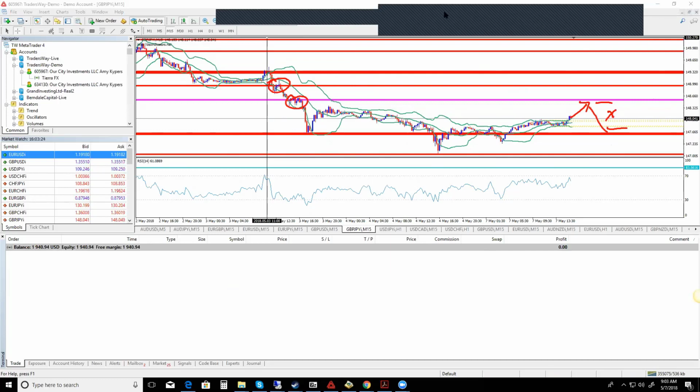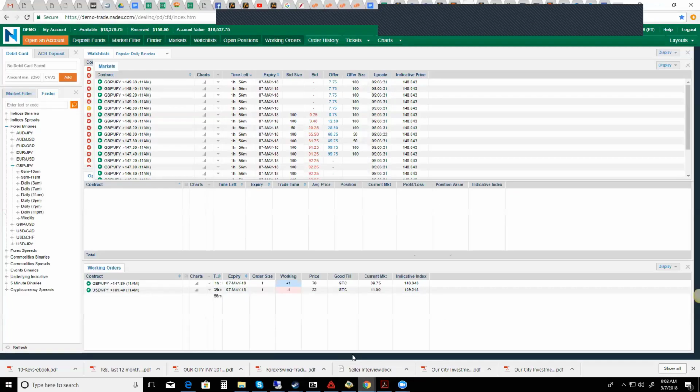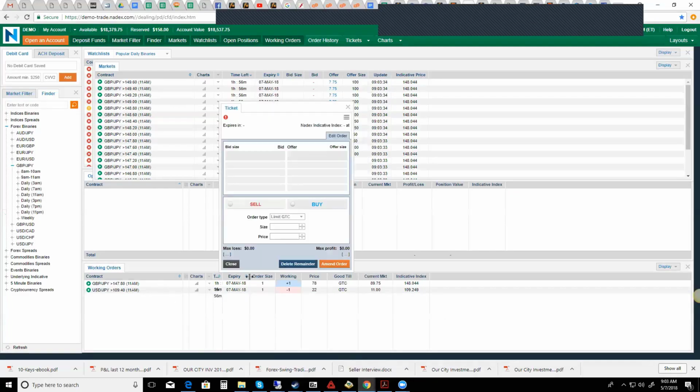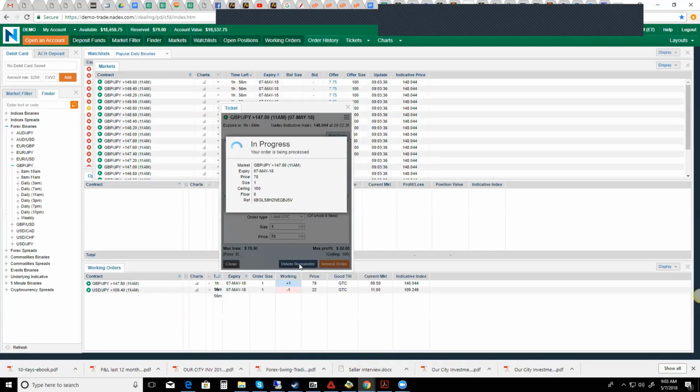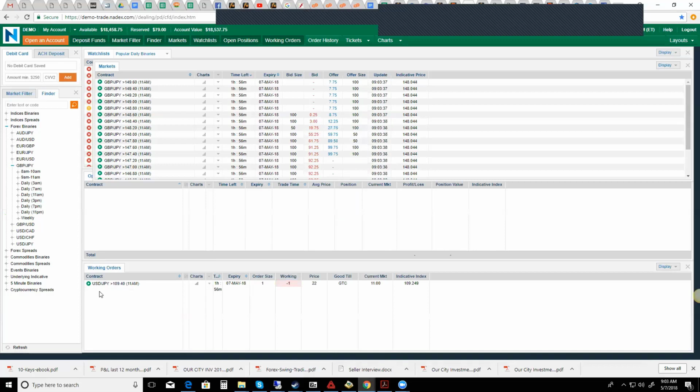So what I'm going to do is simply redivert. I'm going to come back over to the Nadex, and I'm going to take that Great Britain pound and just hit delete remainder and close, and just leave that USD JPY on there, just in case it does come back. We have about an hour, 2 hours from that point, from that position.